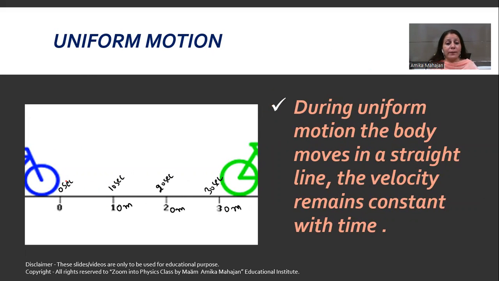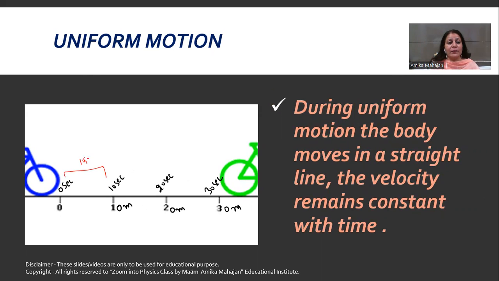That means if the body is in straight line motion, the direction is the same. Here, speed is also the same. When either speed changes or direction changes or both change, then only velocity will change. Because the body is in straight line motion, there is no change in direction. And here speed is also the same because equal distances are being covered in equal intervals of time.